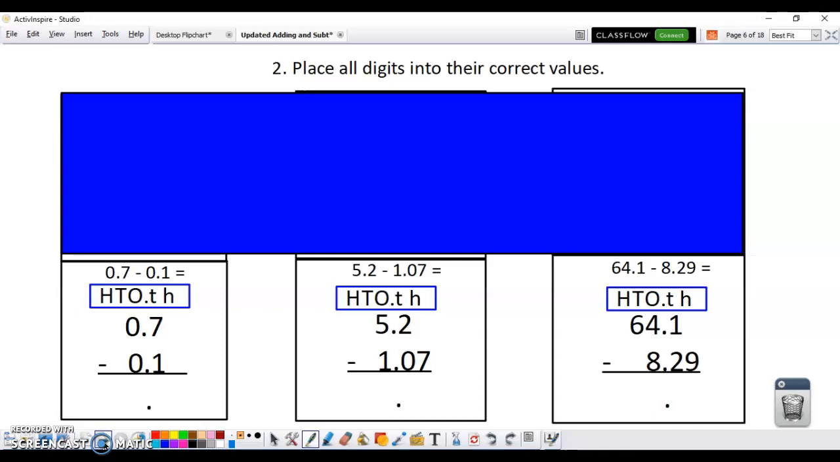Second step, place all digits into their correct values. For this example right here, after you've done your line, after you put your decimal points, after you put your subtraction, you look at how many places over each digit is and you place it there. I want you to notice that when you subtract, you always want to put the larger number on top. In this example, although 1.07 has more digits, that does not necessarily mean it's a bigger number. To the left of the decimal on this number, it's 5 wholes. To the left of the decimal here is only 1. So what's bigger, 5 or 1? 5 is bigger, so you place that on top, and you place the 1.07 at the bottom. That's all step 2, making sure you put them in the correct place value.